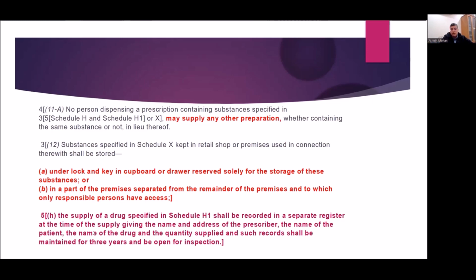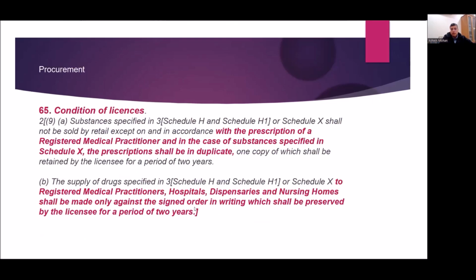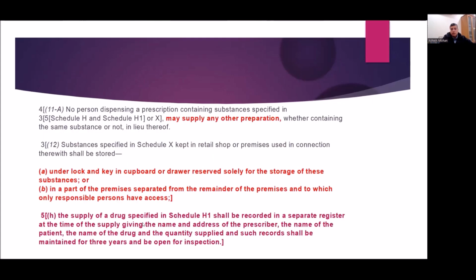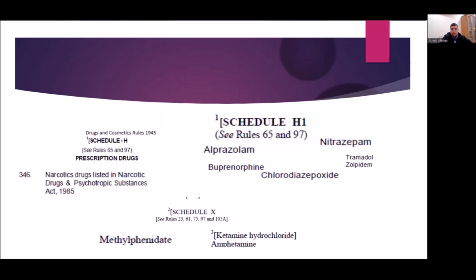I will repeat: details of disposal or dispensing, supply, name, address of the prescriber, name of the patient, name of the drug, and the quantity supplied, and such records shall be maintained for a period of 3 years. Okay, so when you put an indent and request, minimum 2 years required. When you're talking about supplying the medication, minimum 3 years of documentation records are to be kept.